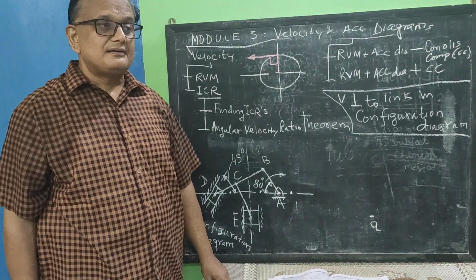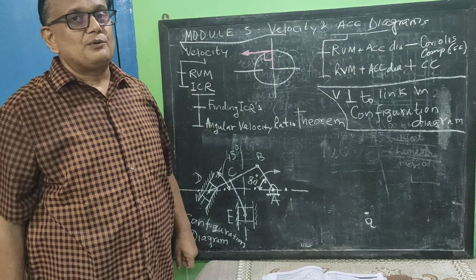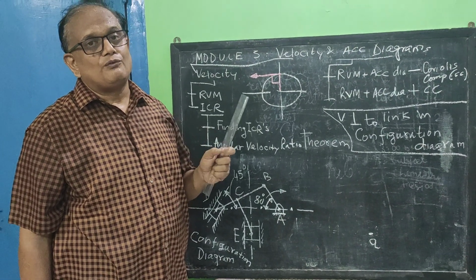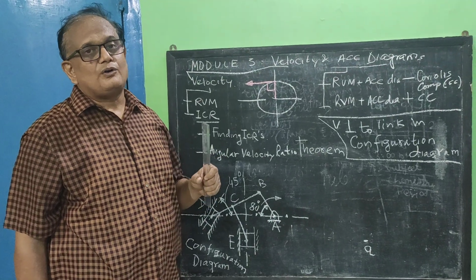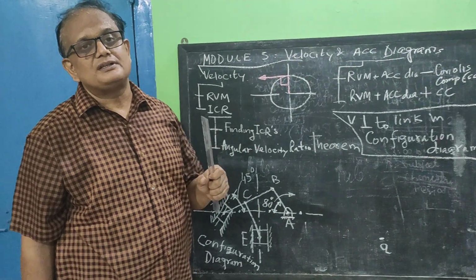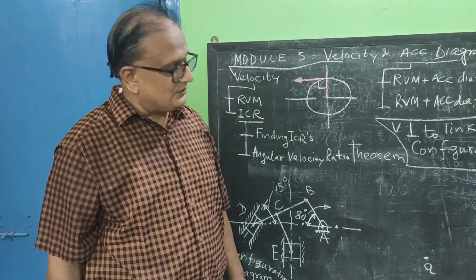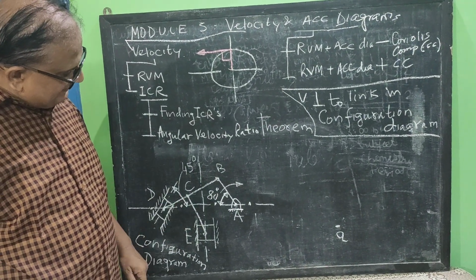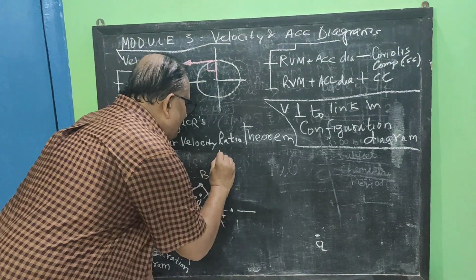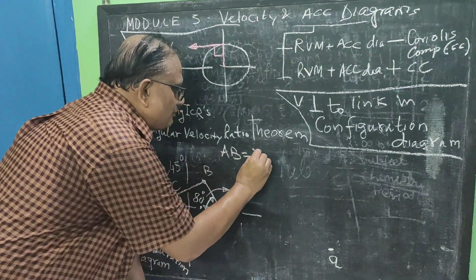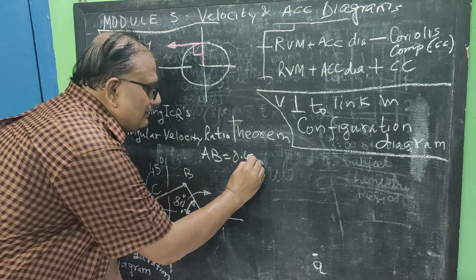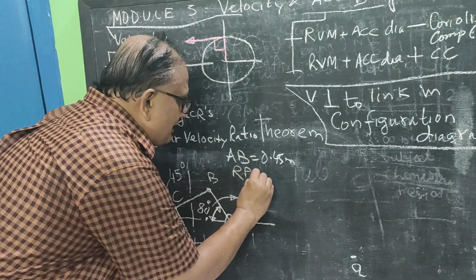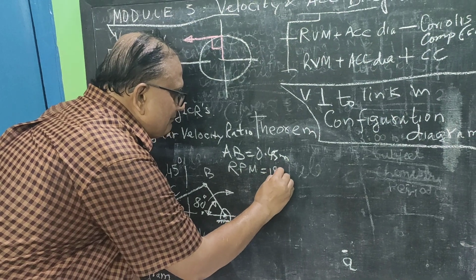Second step, find out that particular link for which the RPM is known to you, for which you can find out the omega, for which the length is known. Here in this particular example, link AB is there. Length of link AB is equal to 0.45 meters. Its RPM is known to us. RPM of AB is 180 RPM.